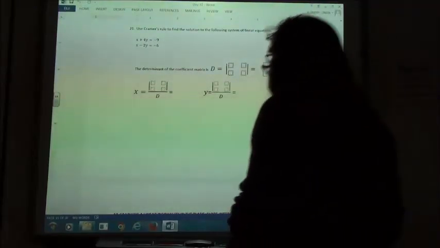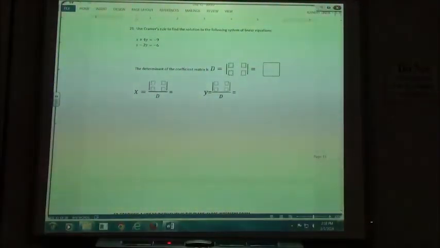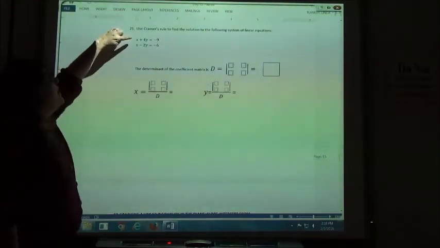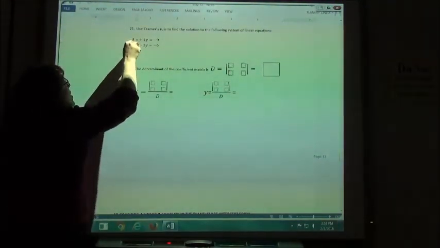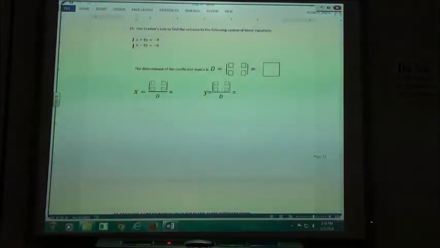Number 21, we're using Cramer's rule to find the solutions to the following systems of equations. So keep in mind that x means I have 1x, and so 1x plus 4y equals negative 9, and 1x minus 2y equals negative 6.